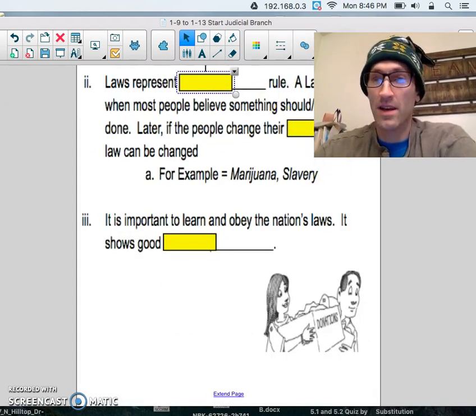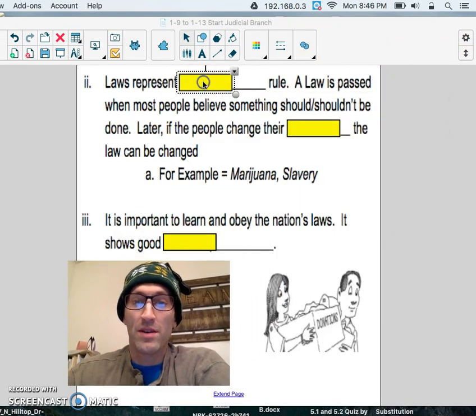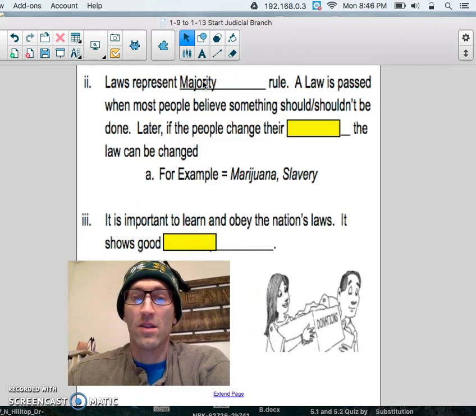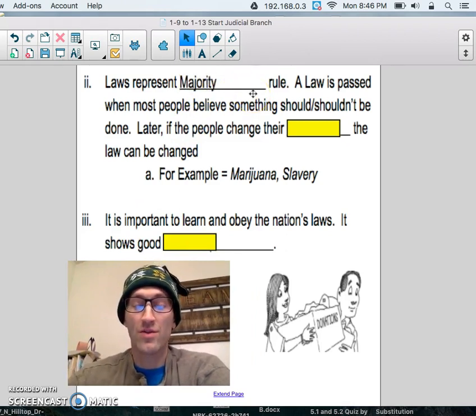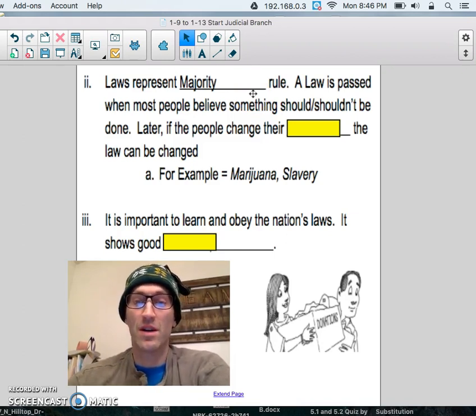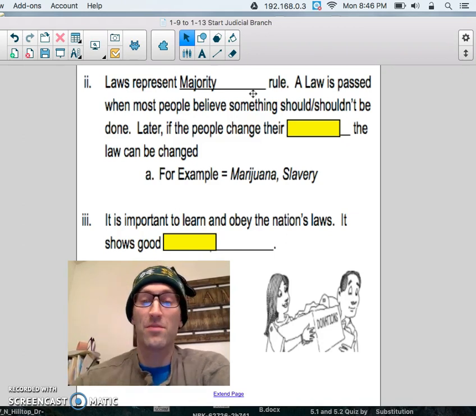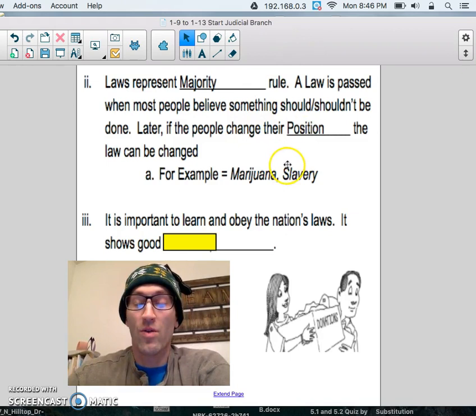Moving on to the next slide. Point number 2 here says that laws represent the majority rule. A law is usually passed when most people believe something should or shouldn't be done. Later, if the people change their minds, or their position, they can change the law.